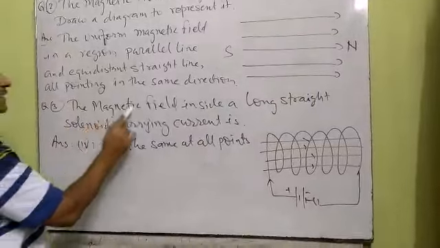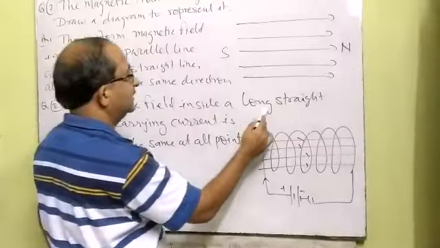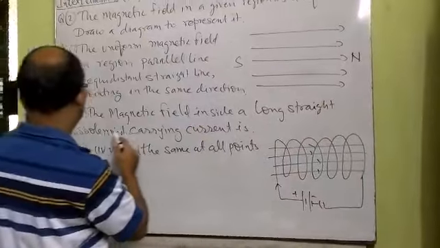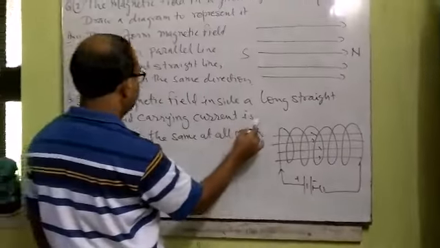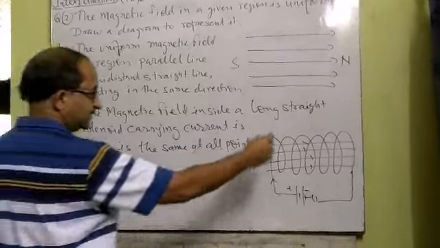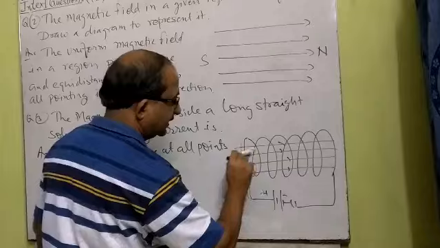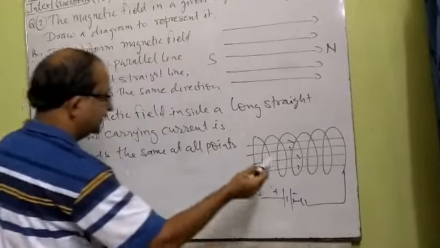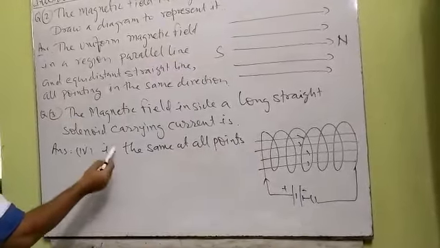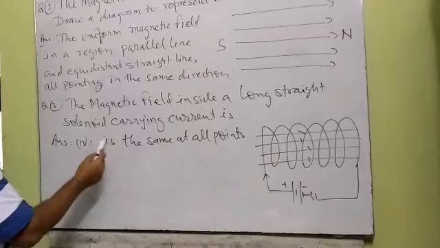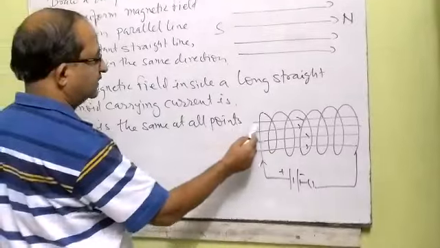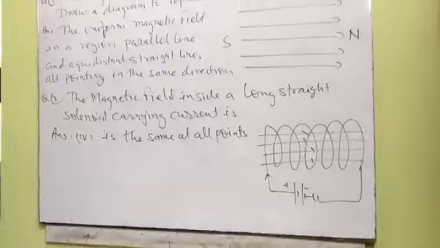Question number 3. The magnetic field inside a long straight solenoid carrying current, means there is a long straight solenoid which carries the current. Inside the solenoid, what kind of magnetic field is it? It is uniform in nature. That is why the correct option is 4, is the same at all the points. Magnetic field is the same at all the points.